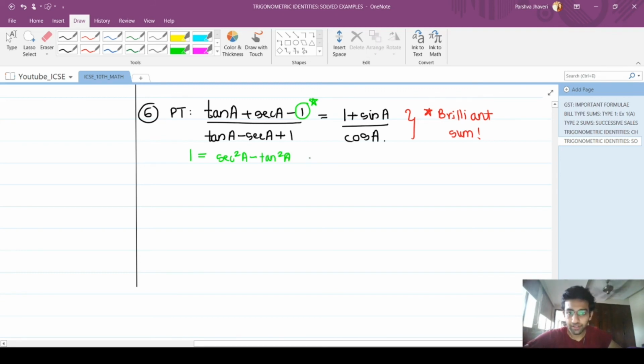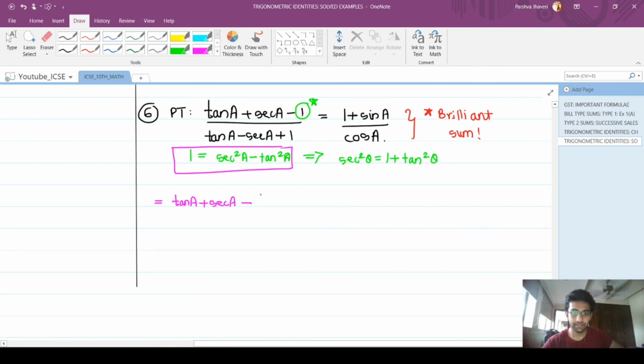And how did I get this? This was because sec square theta is nothing but 1 plus tan square theta. So I just shifted the tan square theta to the other side, and that's how we get 1. So I will substitute 1 as sec square A minus tan square A. Now look at this step, I'm writing it in pink because it is very important. Minus sec square A minus tan square A upon tan A minus sec A plus 1.